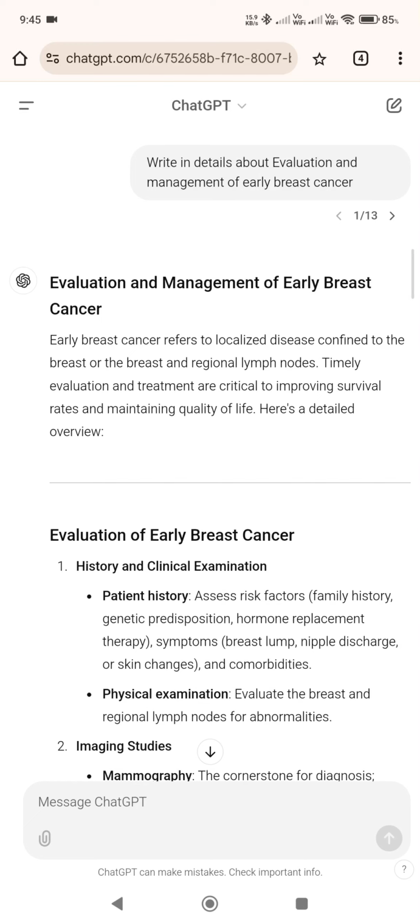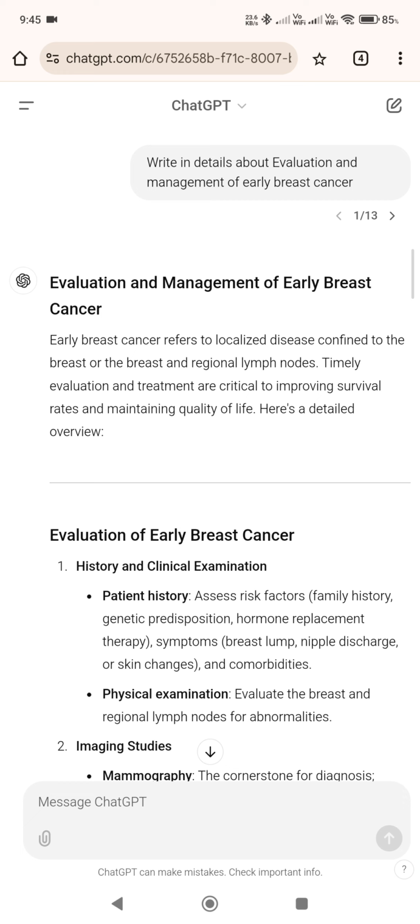Evaluation and management of early breast cancer. Early breast cancer refers to localized disease confined to the breast or the breast and regional lymph nodes. Timely evaluation and treatment are critical to improving survival rates and maintaining quality of life. Here's a detailed overview. Evaluation of early breast cancer.